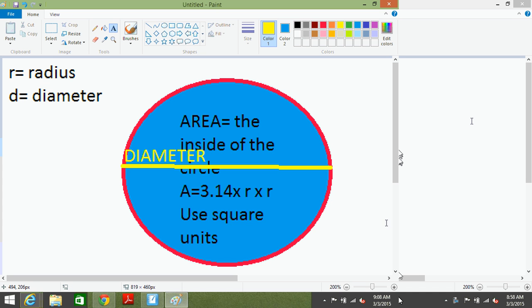Okay, now let's do a radius. I want you to take the color lime green, and the line tool again. The diameter is all the way across. The radius is halfway across. So we're going to draw a line on top of our diameter that goes halfway across the circle.